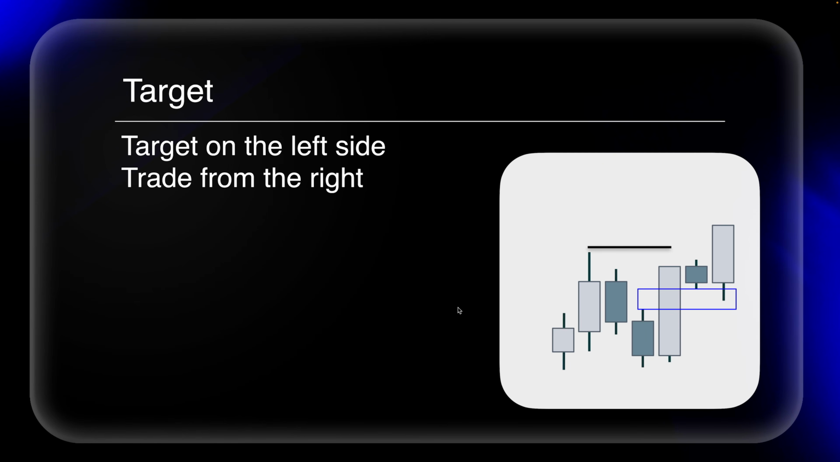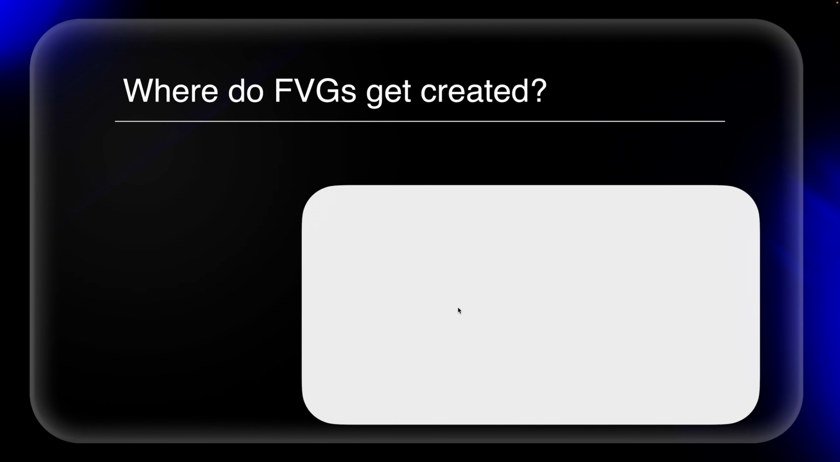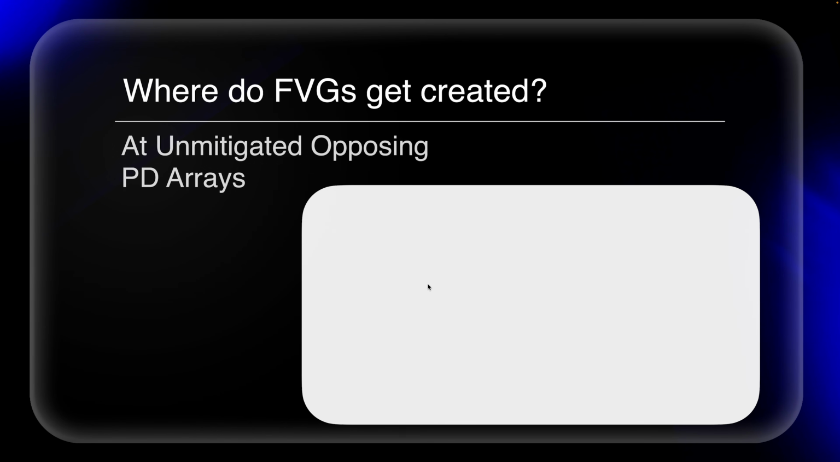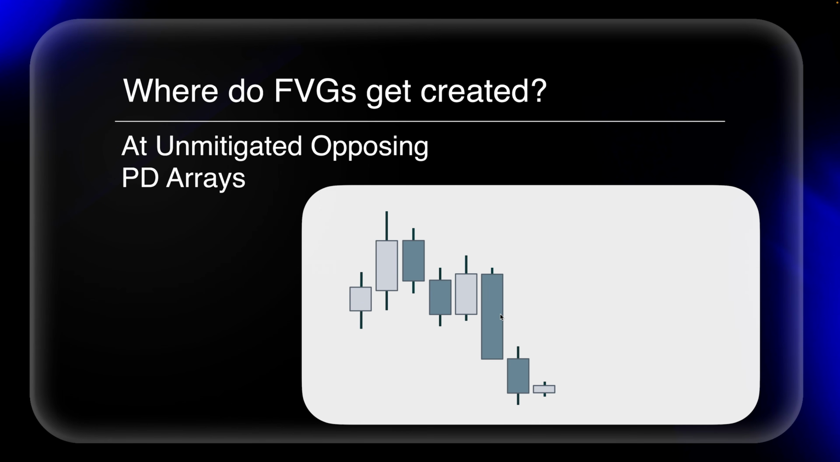All right, so once we have that target on our chart, we also need to understand where fair value gaps actually get created. Fair value gaps get created at unmitigated opposing PD arrays. Now, what does that mean? Here in this example, we have a lot of candles. And at the top right there, we have that swing high. Let's say the previous price action was bullish, and we could argue that we want to trade into that swing high right there. So that is our main target.